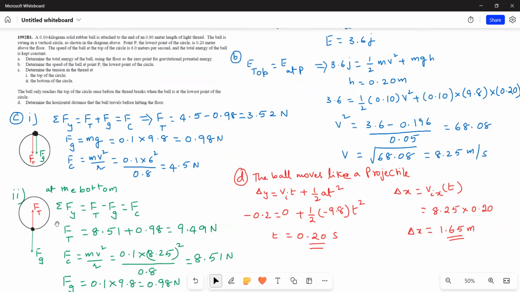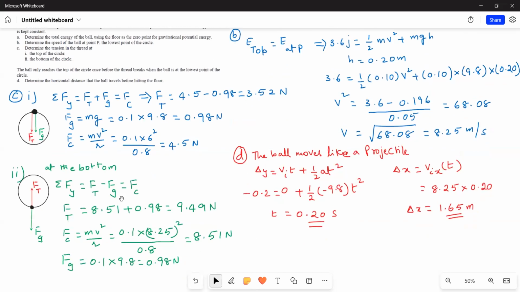Now we have to calculate the tension at the bottommost point. Again, we will write the force equation. Here you see the free body diagram. Gravity is acting downwards and tension is acting towards the center of the circle. Therefore, the net force, the difference between the tension and gravity, contributes to the centripetal force. Therefore, Ft minus Fg is equal to Fc. Now we have to calculate Fc and Fg so that we can find Ft.